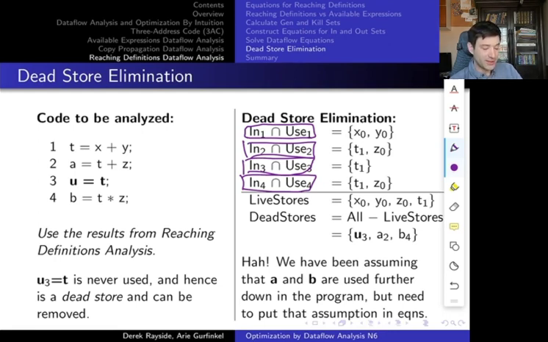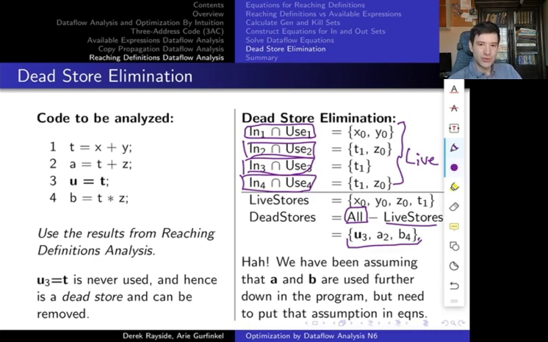And then at line 1, we get t1 and z0. These are the two definitions which are used. At line 3, we get t1. And at line 4, we get t1 and z0. Now, live stores is the union of all of these. This is everything that is live, all of the things which are actually used. Dead stores is all of the definitions which are part of our data flow facts, but are not live. So we take all of the ones that we have, subtract live, and this is what we get for things which are unused.